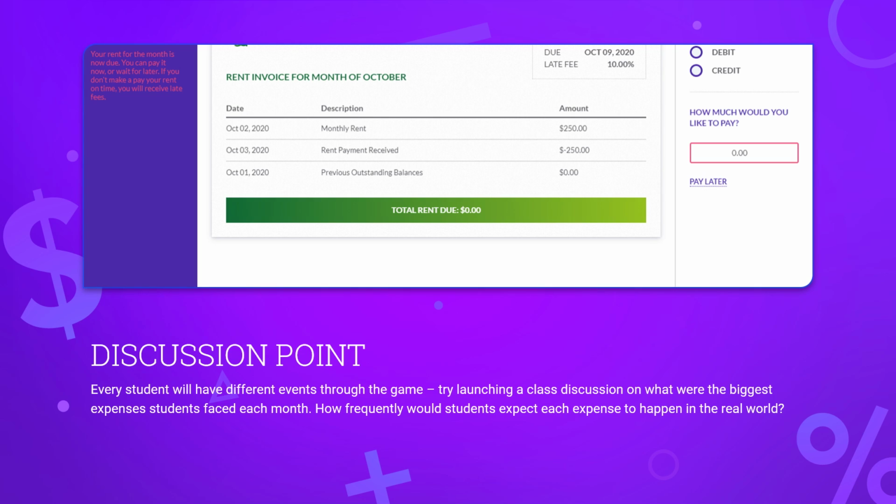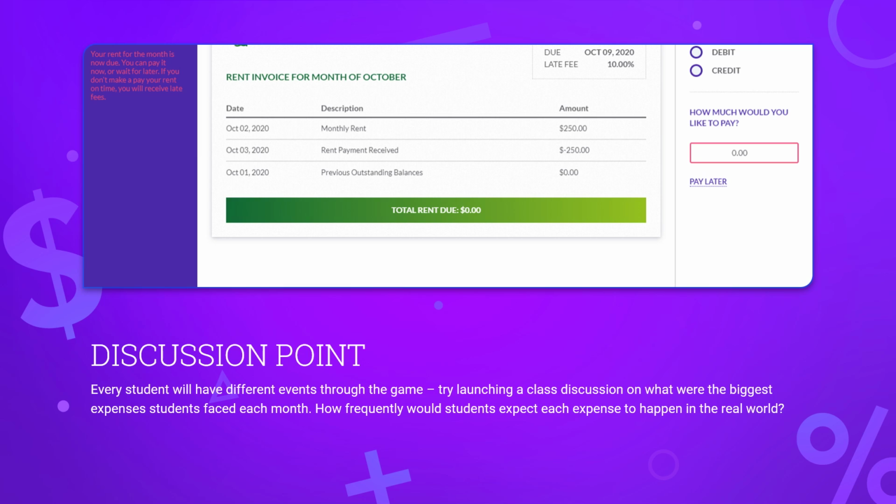Once the students actually start the game, there is an important discussion point to have with your class. Every student has different randomized life events that occur through the game. So the biggest class discussion you can have about this is what are the different expenses that each student faces each month. One student is going to get an expense that all the other students didn't get. Use that as a launching point to have students talk about how often they expect these kinds of expenses to happen in the real world. How much would this actually impact you?